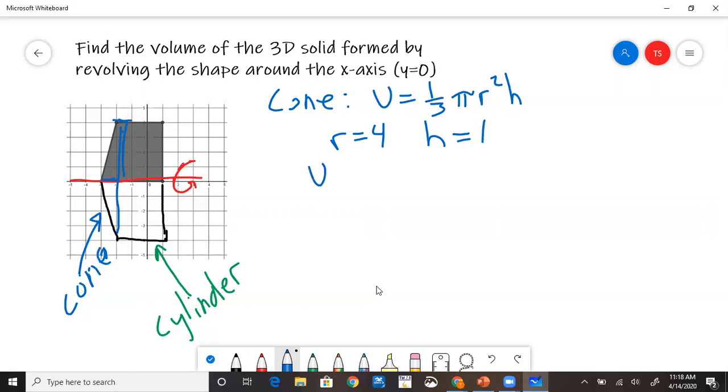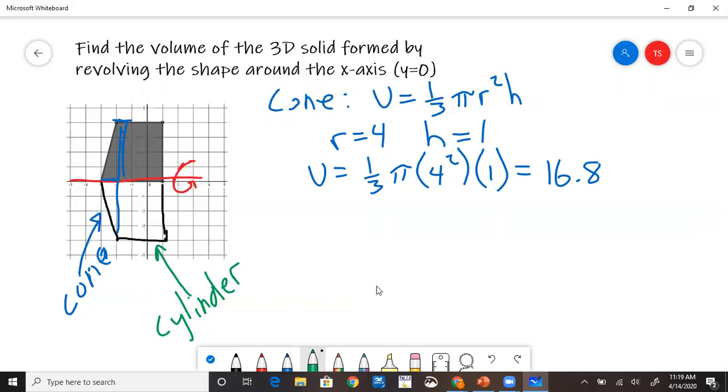So my volume for the cone is 1/3 times pi times the radius squared, so 4 squared, and then times the height, which was 1. I can take that and plug it into a calculator and get my volume. So 1/3 times pi times 4 squared times 1 ends up giving me 16.8 cubic units on the cone. And then I want to find the volume of the cylinder.